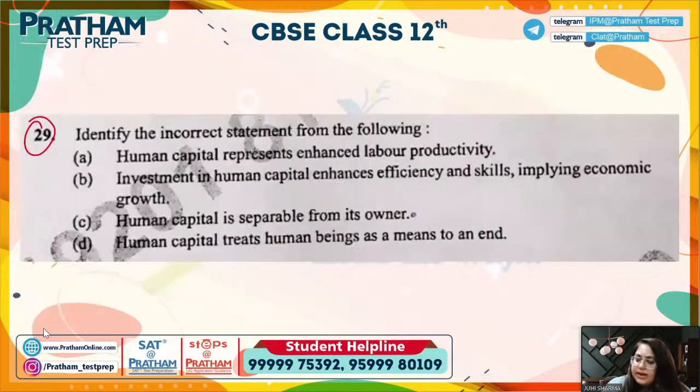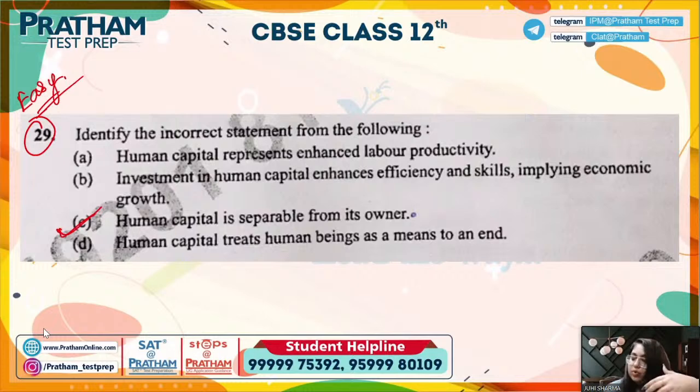Now question number 29: you have to identify the incorrect statement. Four statements are given, and seeing option C I can tell it's a pretty easy question. Option C, that human capital is separable from its owner, is actually incorrect, because human capital is not separable from its owner, right? You cannot separate human capital from its owner. So option C is actually incorrect.